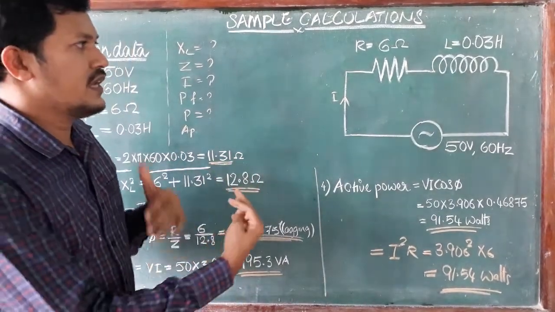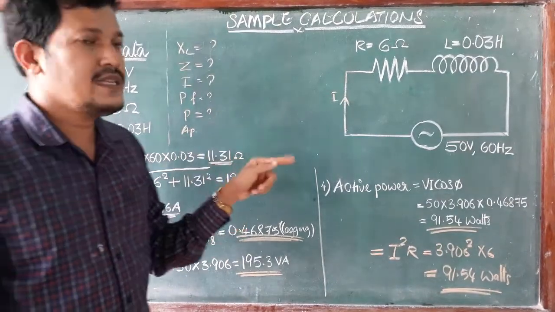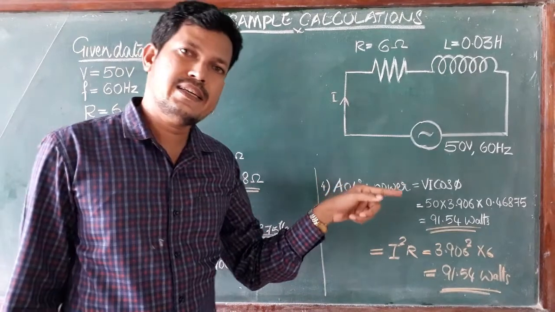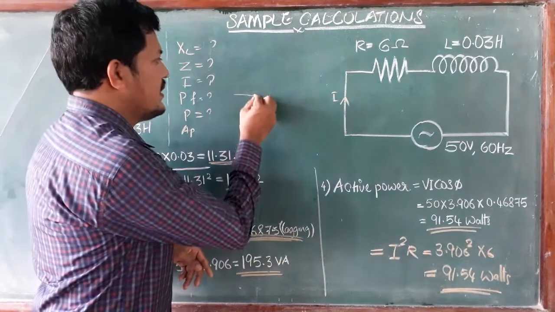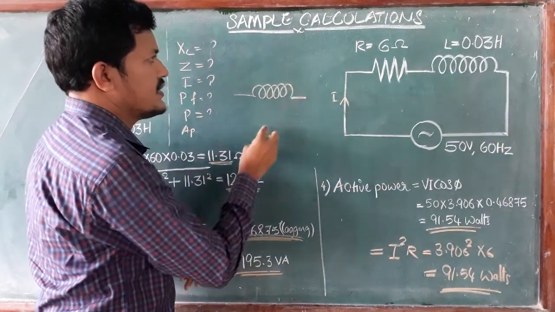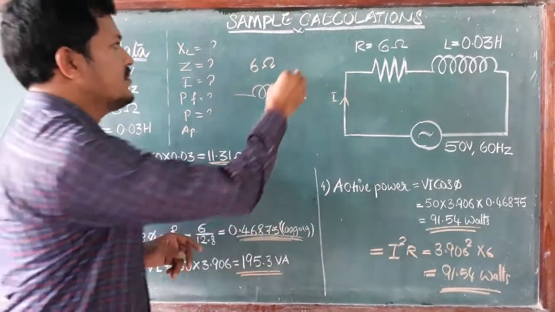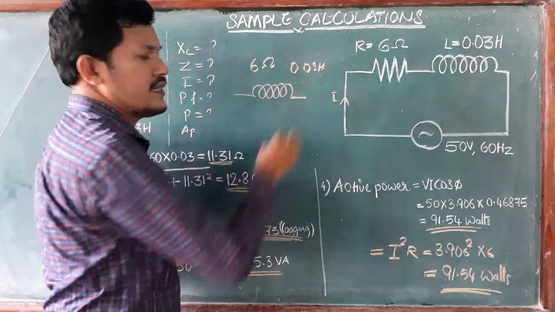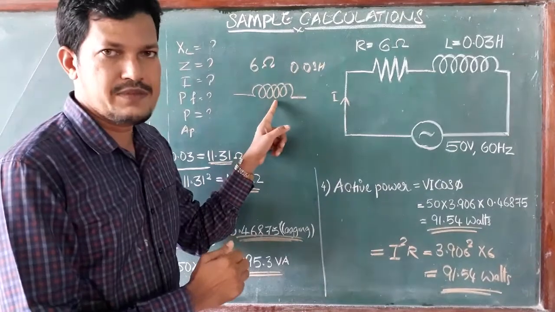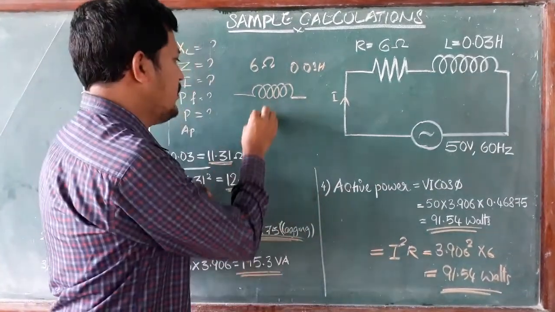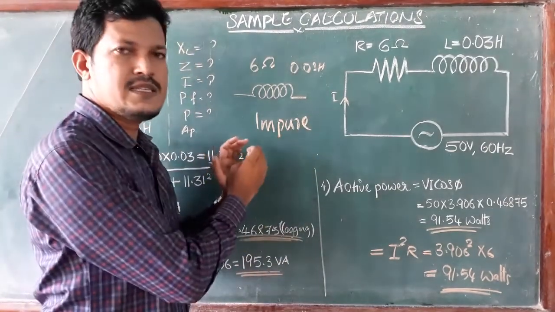Or the same question we can ask: an inductance has a resistance of 6 ohm and an inductance of 0.303 Henry. That means the same inductor has a resistance and an inductance value. That means it's an impure inductor, which has some resistance and the inductance.